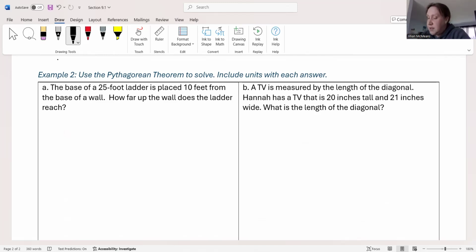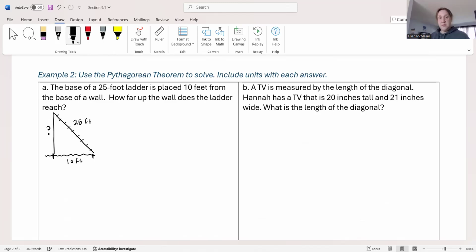So if this is the wall, and we'll say this is the grass, we have this 25-foot ladder. Well, let me redraw that. That's not anywhere close to what we want it to look like. So we have this ladder. We know it's 25 feet long, and we know this distance from the base of the wall to the foot of the ladder is 10 feet. What we want to know is how far up the wall the ladder ends up lying. So we want to know what this distance is.